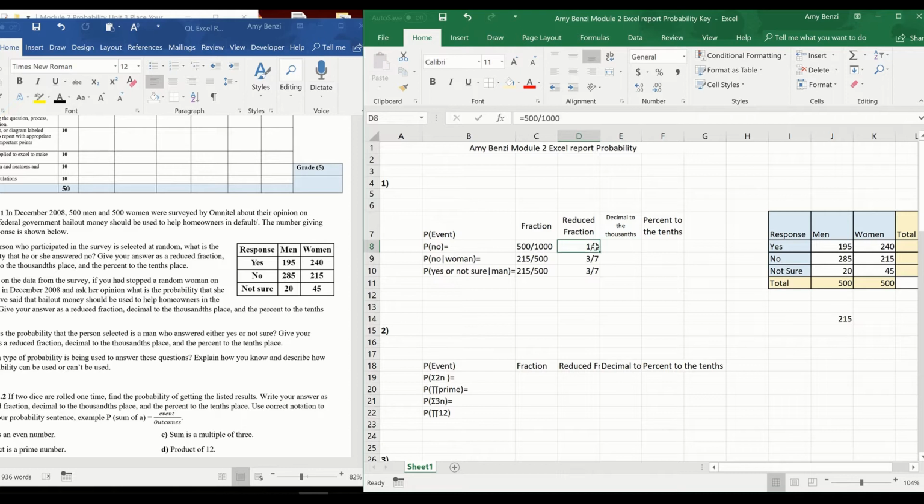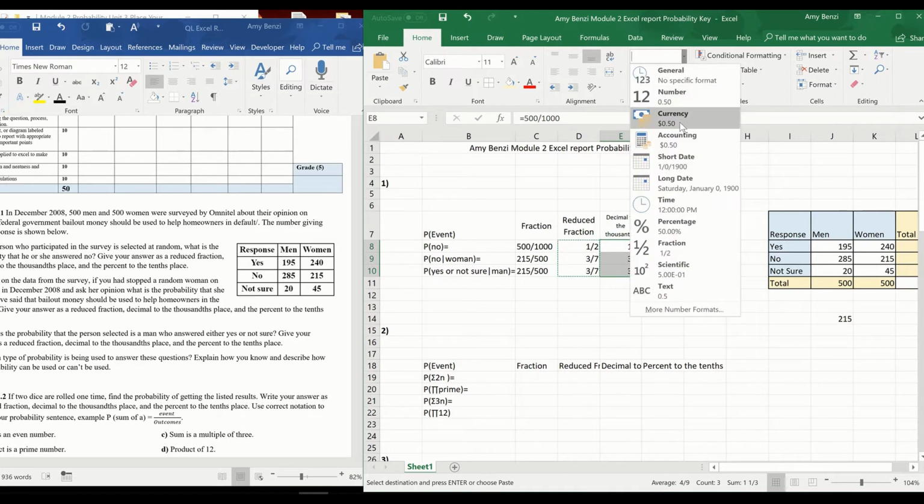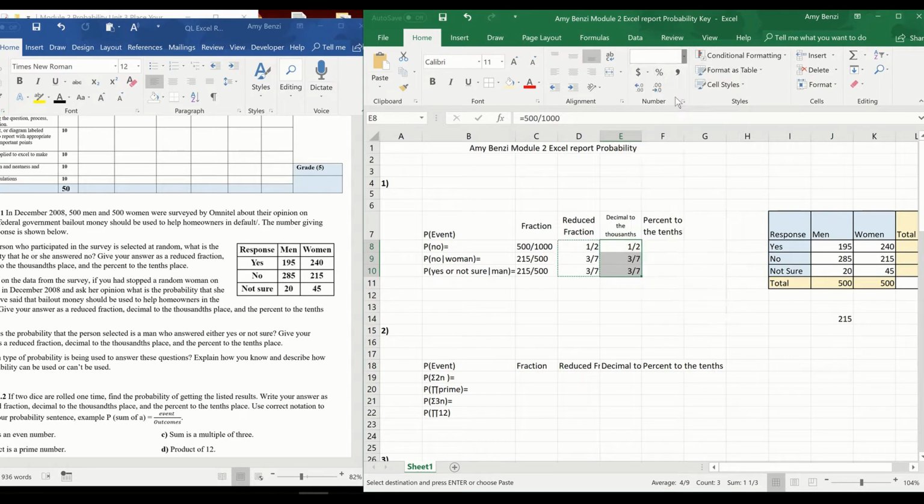And now I've already cut and pasted those, so I'm just going to do Control C, Control V. Except this time I don't want a fraction, I want a decimal. So to get a decimal, I just press on number here. And there I have my decimals, but it says decimal to the thousandths, and this is only to the hundredths.